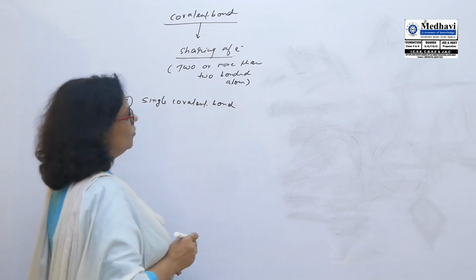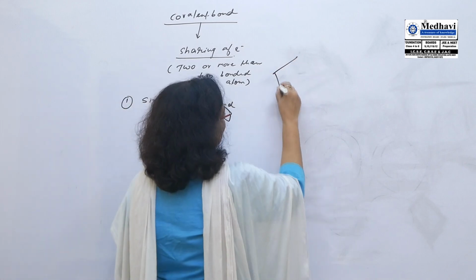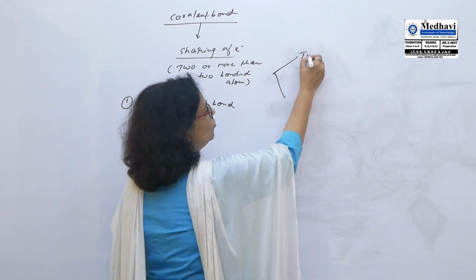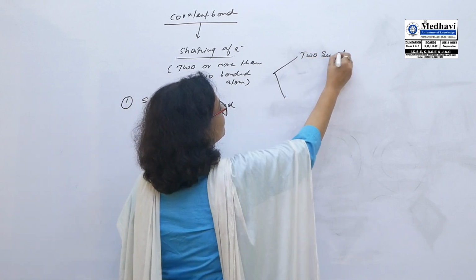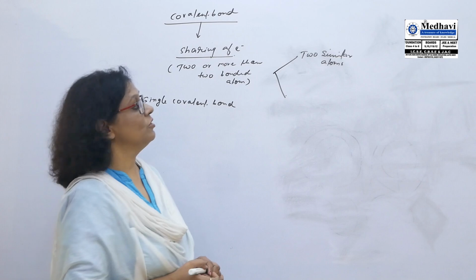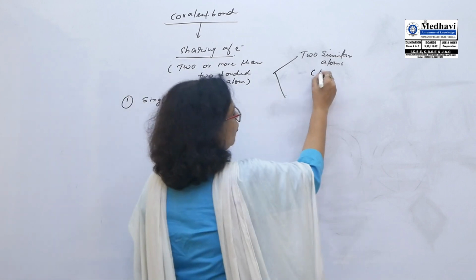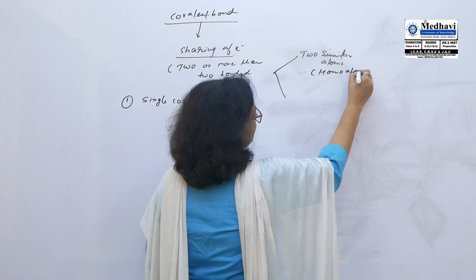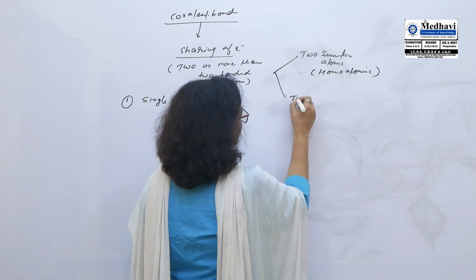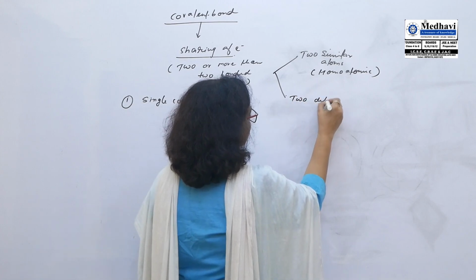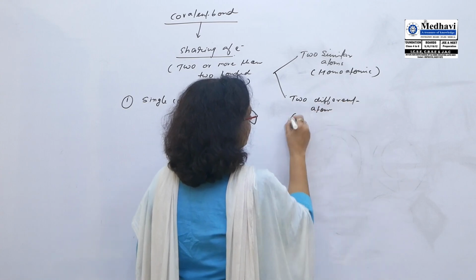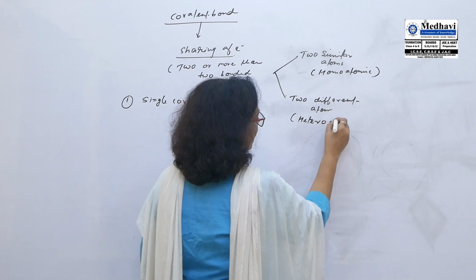Here one thing I want to explain is that there are two types of covalent bond. One is when covalent bond formation takes place between two similar atoms. It is also called bond formation between homoatomic atoms, or you can say a molecule of an element. And the second is bond formation between two or more different atoms. So you can say it is heteroatomic.